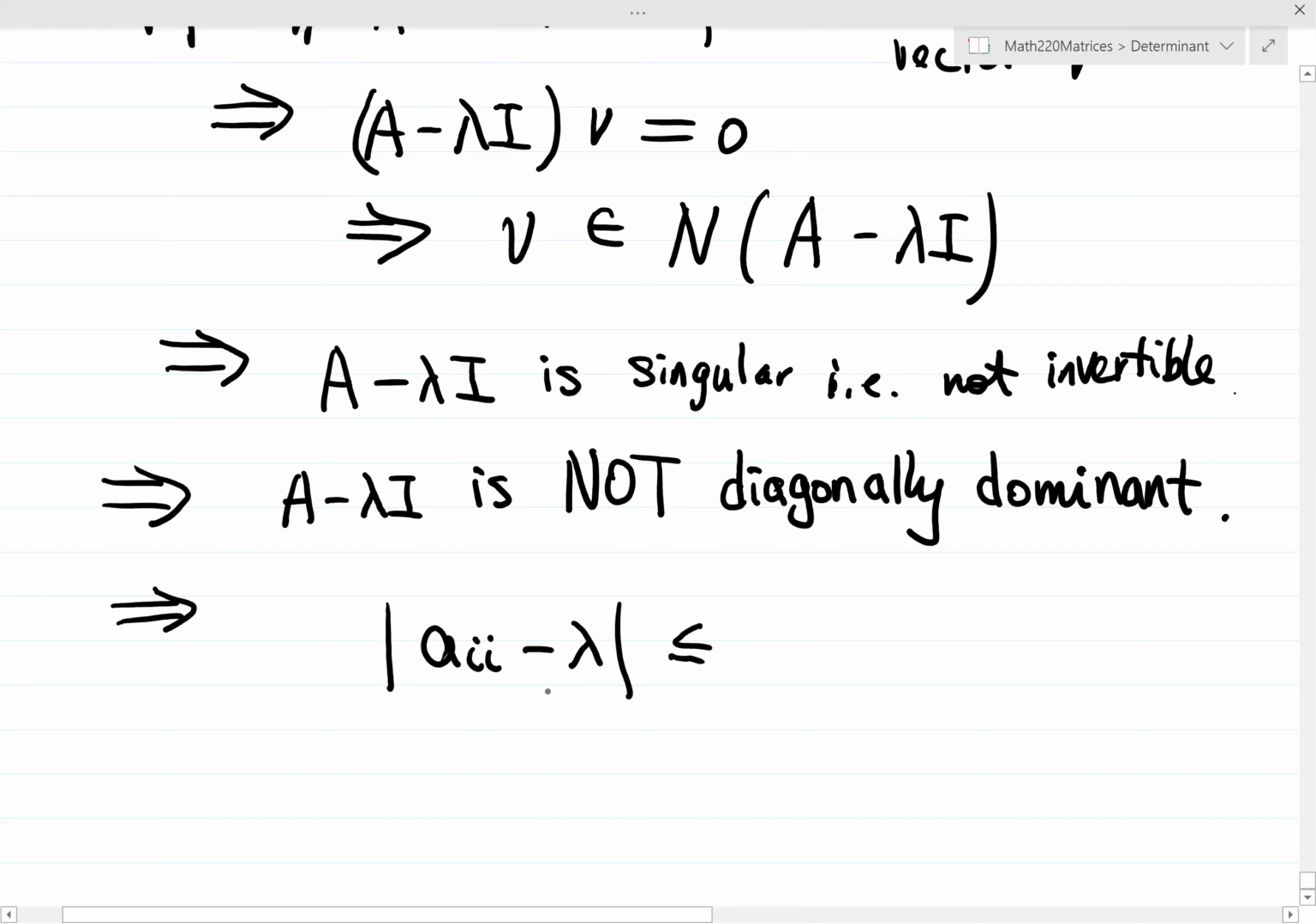So the diagonal entry, at least for some i, is dominated by the sum of the values of the off-diagonal entries. Here j not equal to i means these are off-diagonal entries, and this is the radius R_i. So this thing should be true for at least one i.